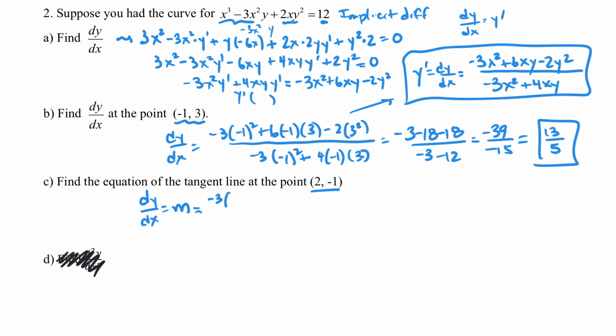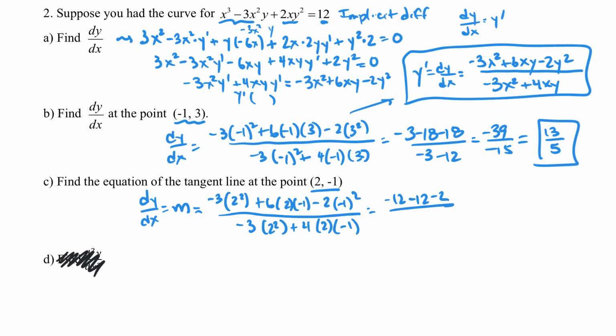So I'll have negative 3 times 2 squared plus 6 times the x, which is 2, times the y, negative 1, minus 2 times negative 1 squared. On the bottom, I will end up with negative 3 times 2 squared plus 4 times 2 times negative 1. Okay, cleaning this up, I'll get negative 12 minus 12 minus 2 all over negative 12 minus the 8, which gives me negative 26 over negative 20, which reduces down to 13/10. All right, so this is my slope.